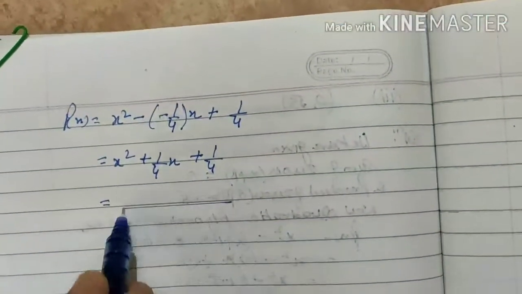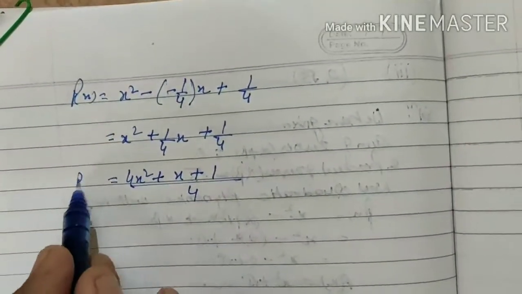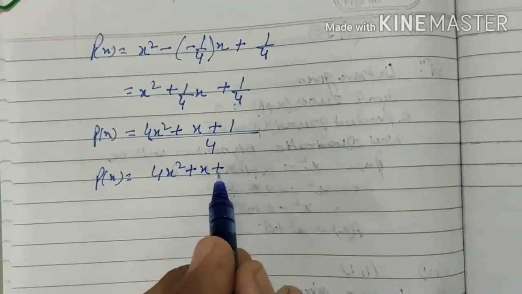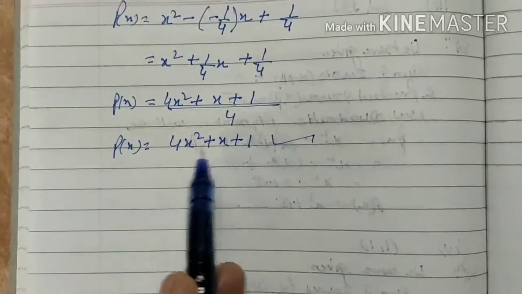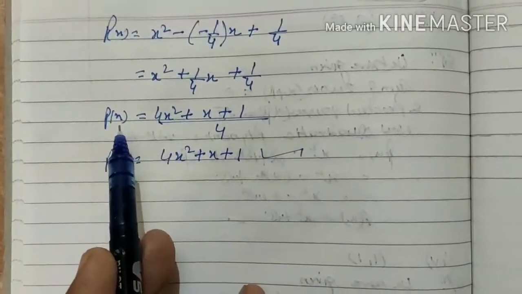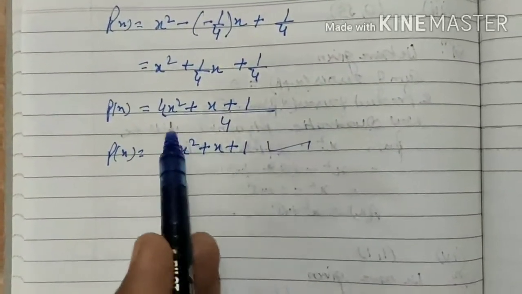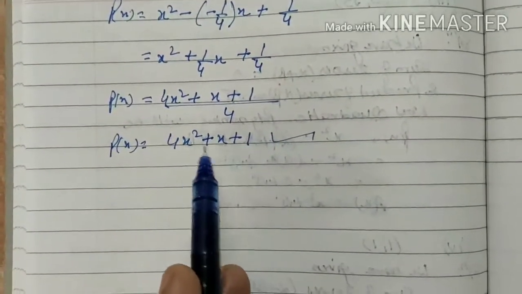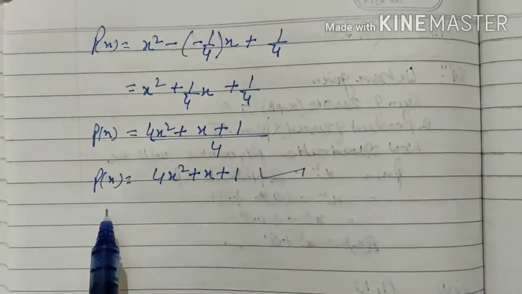So now take the LCM, and this will be 4, and here it will be 4x square plus x plus 1. So after taking the LCM, this will become 4x square plus x plus 1. So this is the required polynomial. We need not write the denominator 4. As you know, when we find the zeros of the polynomial, we will put px equals 0. So this 4 will be transposed to the right hand side and become 0. So there is no need to write the denominator after taking LCM. So 4x square plus x plus 1 will be the required polynomial px. So this is all about part number 5.